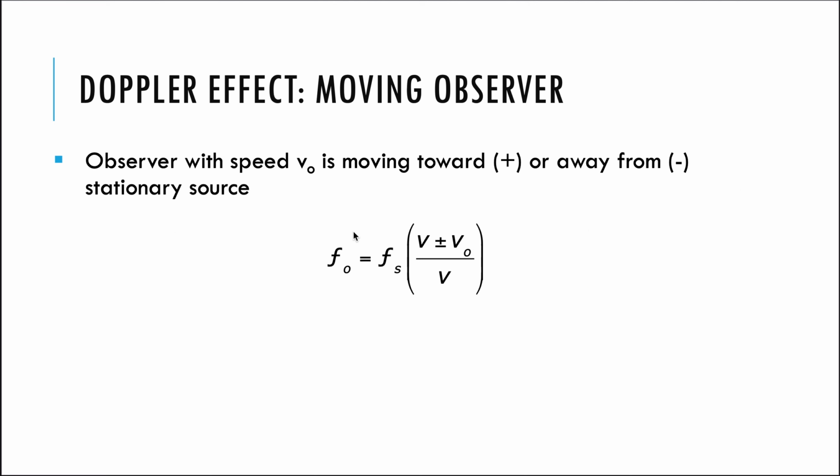We have an equation that we can use to calculate the frequency that we observe compared to the frequency of the source. So again, O is for the observer and S is for the source. So if we know the speed of the observer right here, if it's moving towards the source, we use a positive. If it's moving away from the source, then we use the negative sign. And V, that's the speed of sound. So we're either adding or subtracting the speed of the observer from the speed of sound. We plug it into this equation and that will give us the observed frequency f sub O.